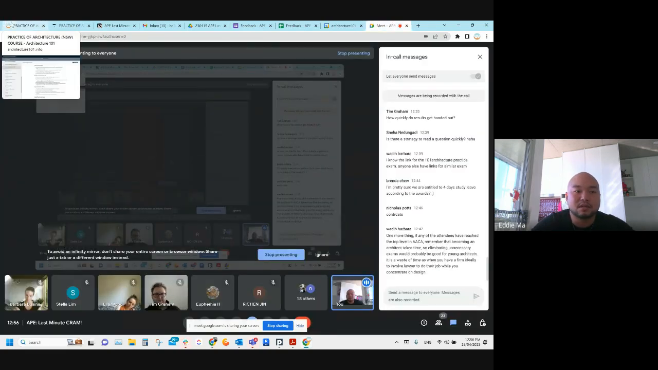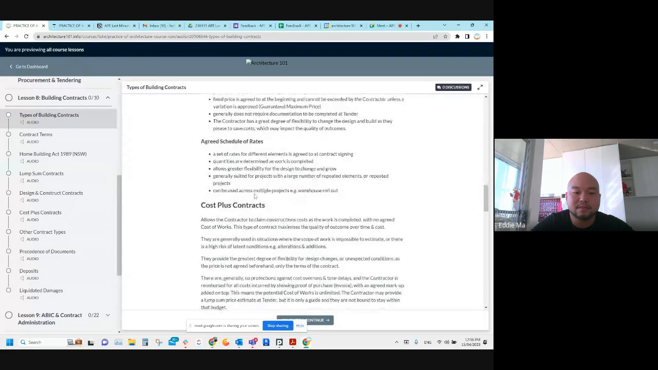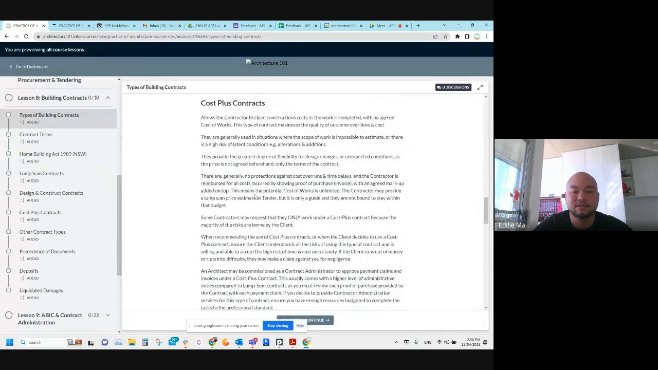So the next one is cost plus contracts. If you ever get that in a question, what are they asking you to do in terms of liability? They're usually asking you, okay, when is a good time to use cost plus contracts? Because there is a time and a place and a role for cost plus contracts. You need to know when that is and when that isn't.